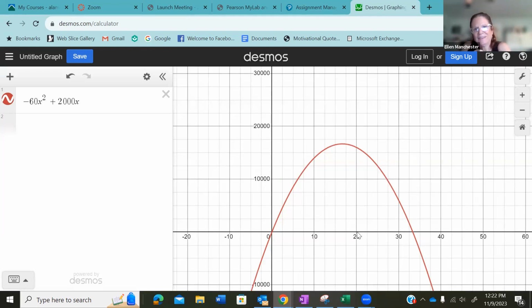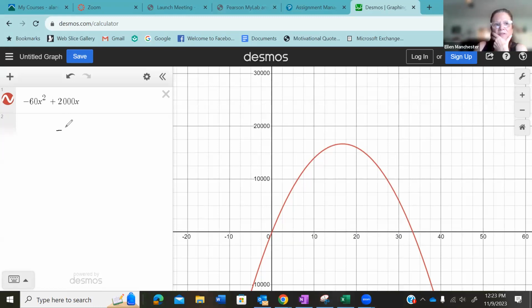But please, please, please, when you are doing these, do not let Desmos give you the answers. You want to do the math, like find the vertex, and then double check to make sure that your answers are correct. Okay, so let me show you what I mean by that. So here's my function, right? I'm going to find the vertex.